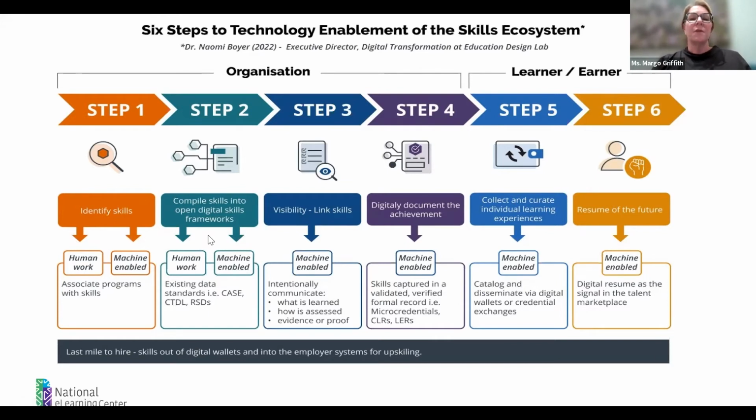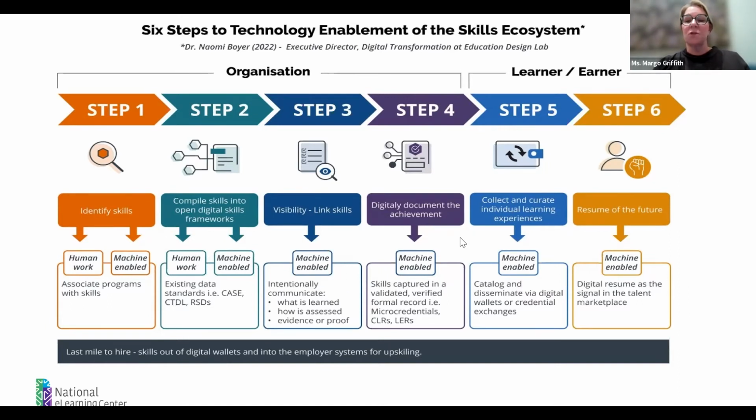We then need to compile those skills into some frameworks to make sense of them. We do need the scaffolding to make sense of these skills. What does that look like? And there are some existing data standards out there already that are going to help us do that. And on the final slide that I have, I've outlined a number of different bodies globally that are working very carefully in this data area. Once we have those skills compiled into frameworks, we then need the ability to make the linking, right? It's all very well to have your skills libraries, but you need the ability to actually intentionally communicate what is learned, how it's assessed, and what's the evidence of that from a data perspective.